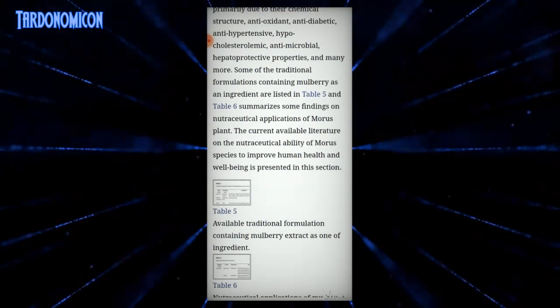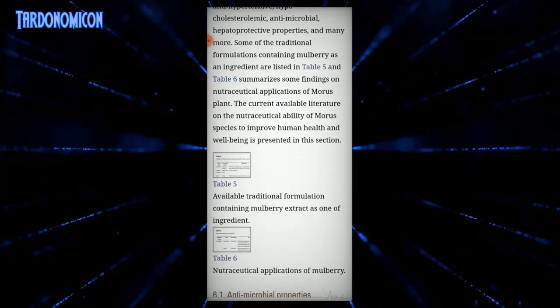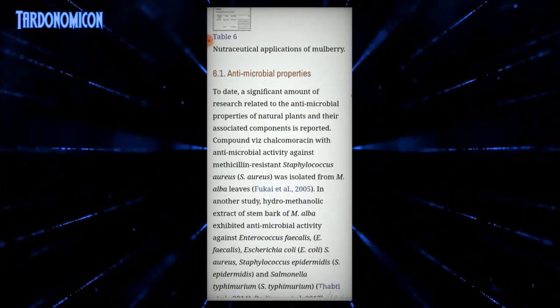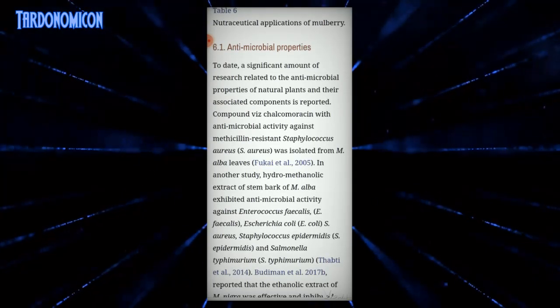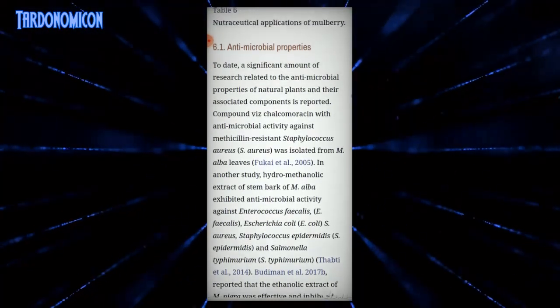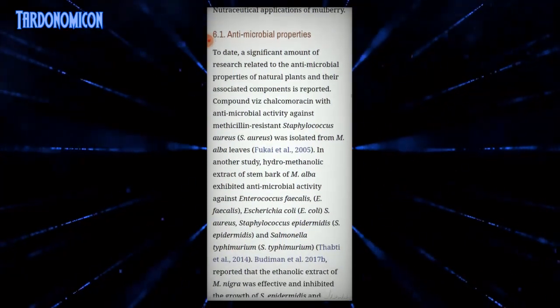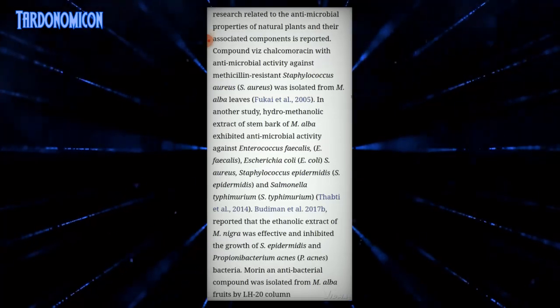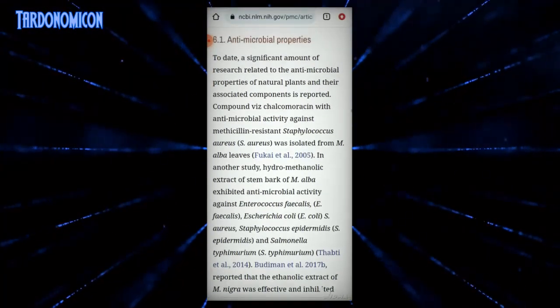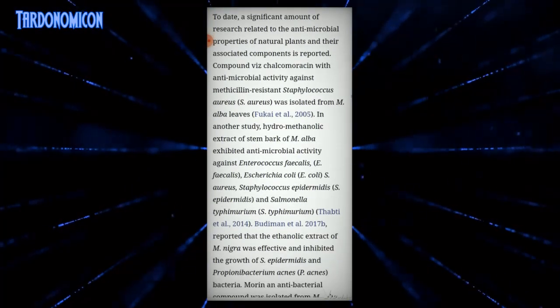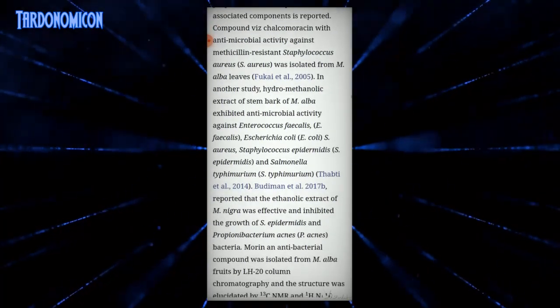Some of the traditional formulations containing mulberry as an ingredient are listed in Table 5. Antimicrobial properties. To date, a significant amount of research related to the antimicrobial properties of natural plants and their associated compounds has been reported. It seems to be good against Staphylococcus, which was isolated from the extracted stem and bark.